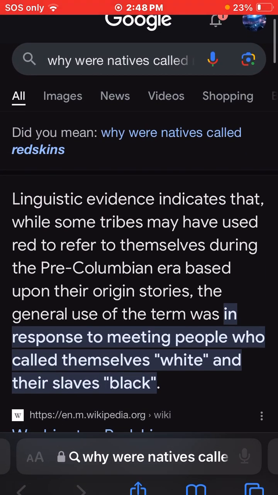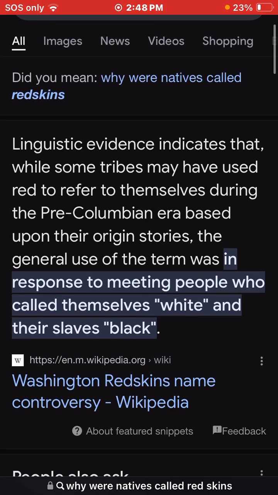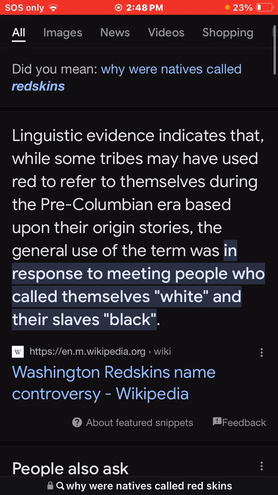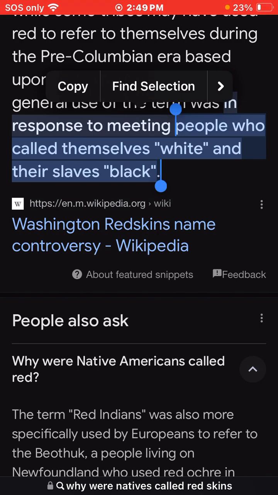It says linguistic evidence indicates that while some tribes may have used red to refer to themselves during the pre-Columbian era, based upon their origin stories, the general use of the term was in response to meeting people, which are Edomites, who called themselves white and their slaves black. Because the thing about Gad is mainly not too dark, but in between, kind of like a brown color, kind of like Issachar when you go very deep in the north or south of Mexico. The more south you go, the darker Issachar is, in the skin.